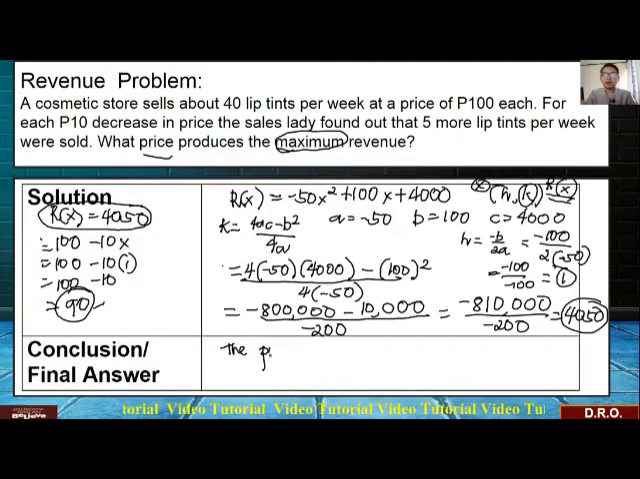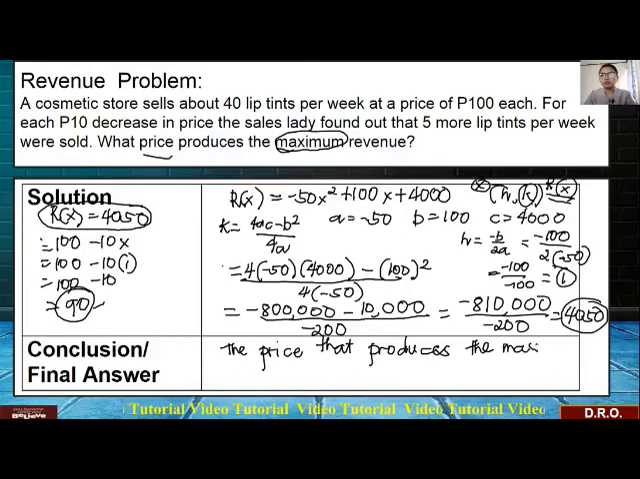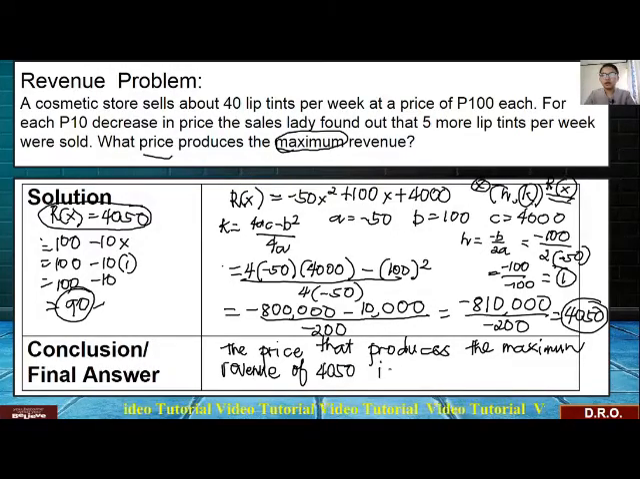So the price that produces the maximum revenue of 4,050 pesos is 90 pesos per piece. So you can write the symbol for peso. Okay. So that will be our discussion for the problem number 2.